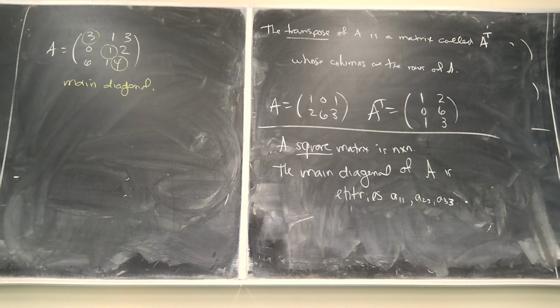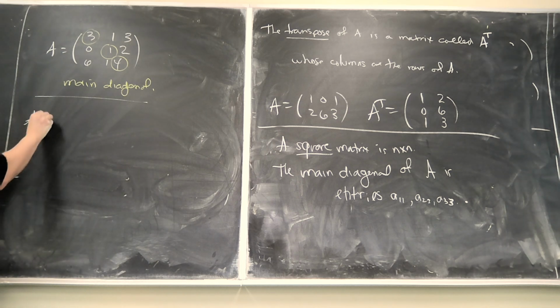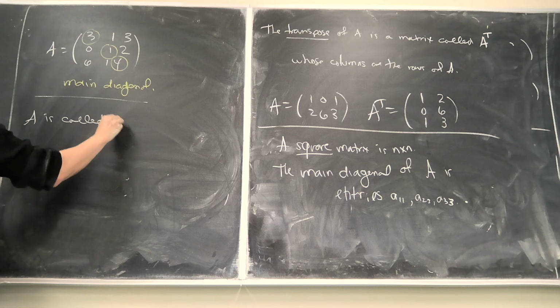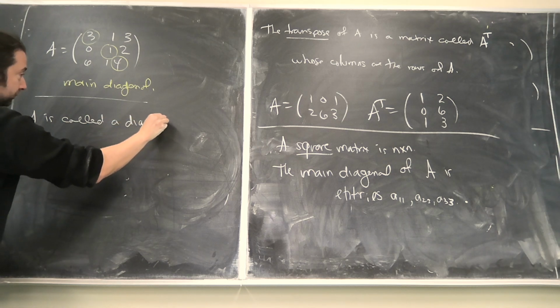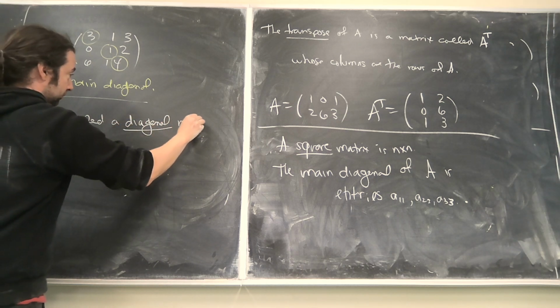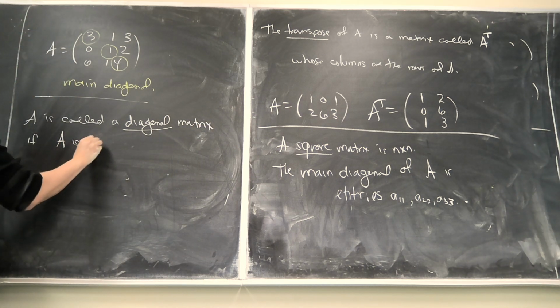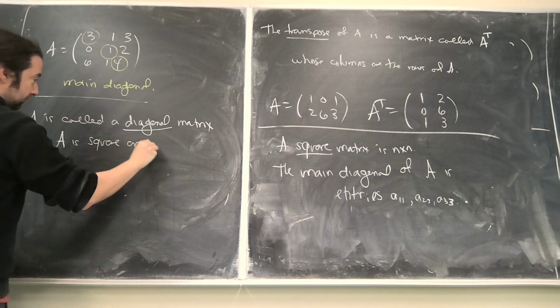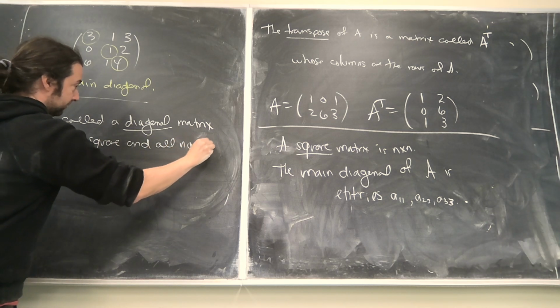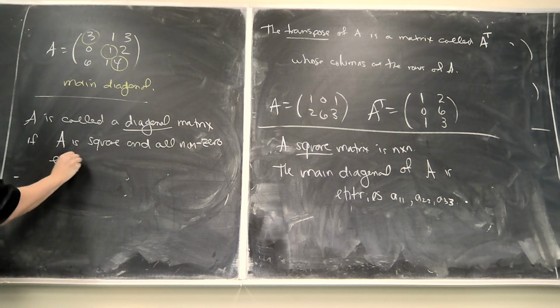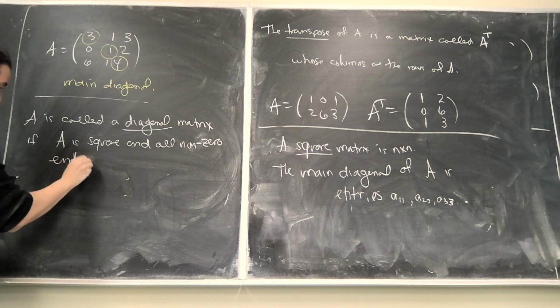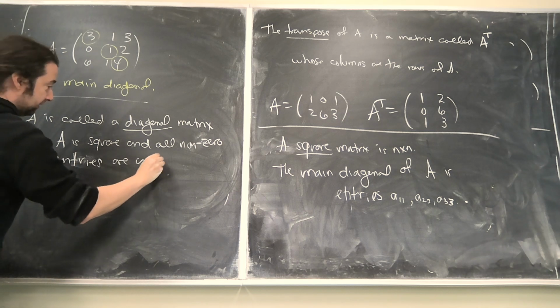The last bit of terminology here: a matrix is diagonal if it's square and it only has non-zero entries on the diagonal. A is called a diagonal matrix if A is square and all non-zero entries are on the main diagonal.